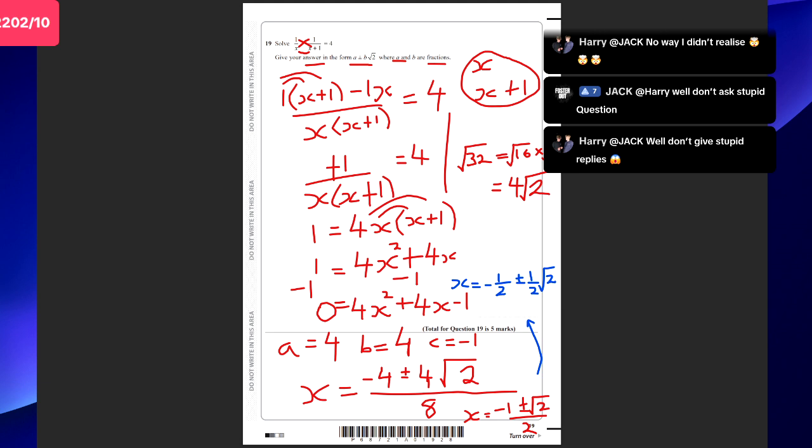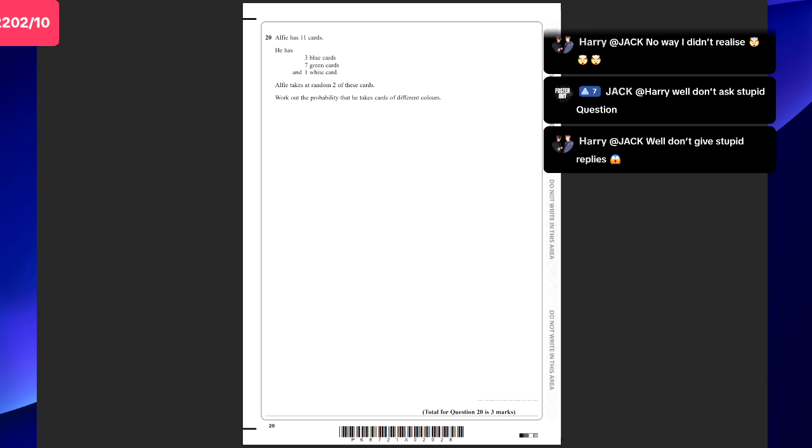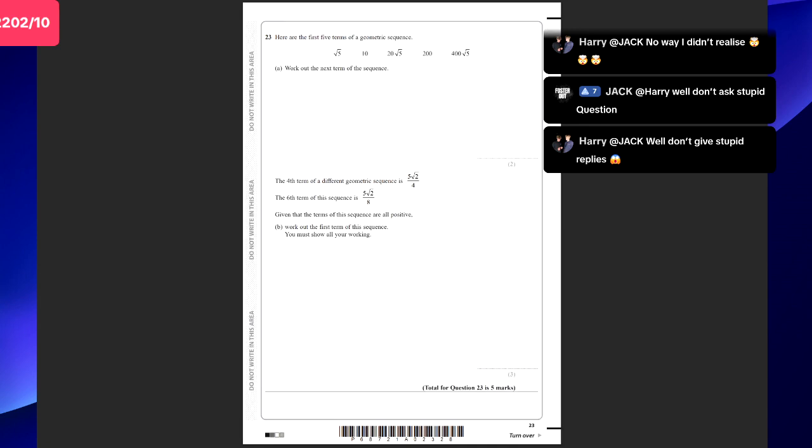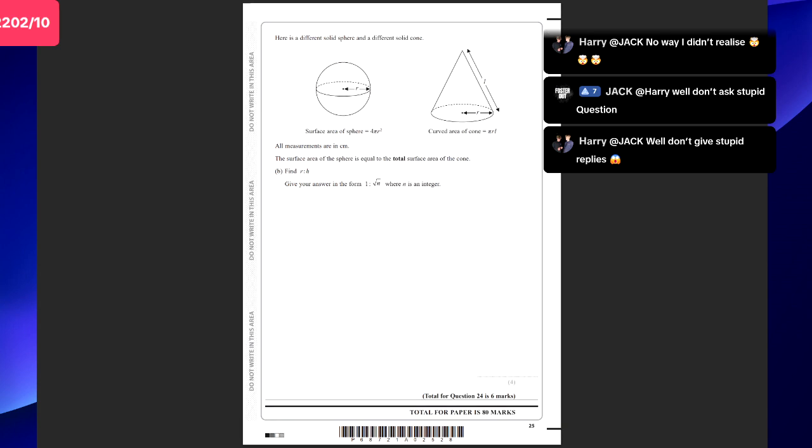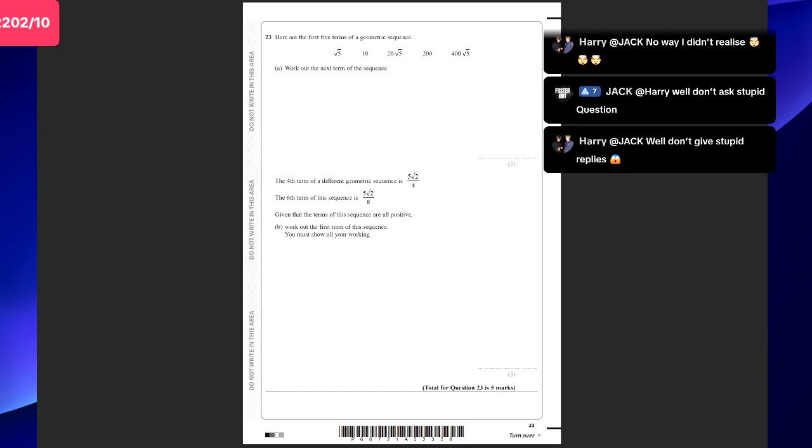Okay, we'll do one more, guys, and then we'll call it a night. Let us try another tricky question. Let's try question 23, because that is quite a nasty question. Here are the first five terms of a geometric sequence: root 5, 10, 20 root 5, 200, and then 400 root 5. Work out the next term in the sequence.